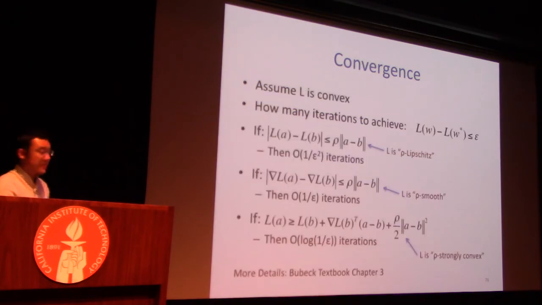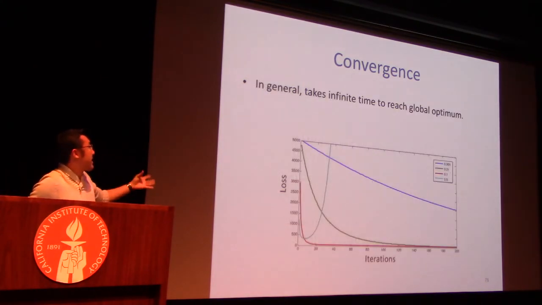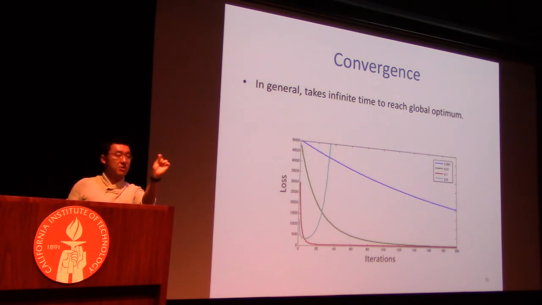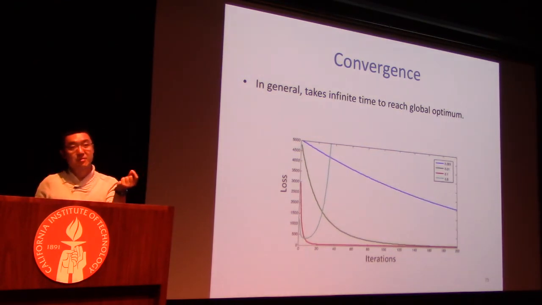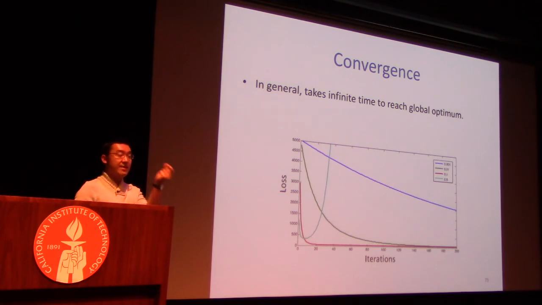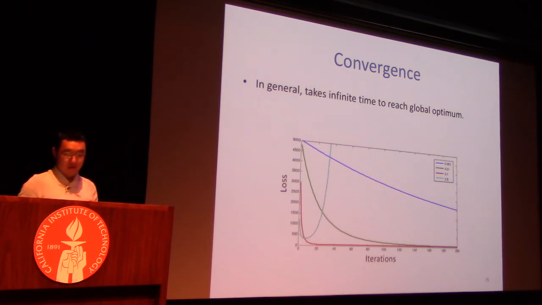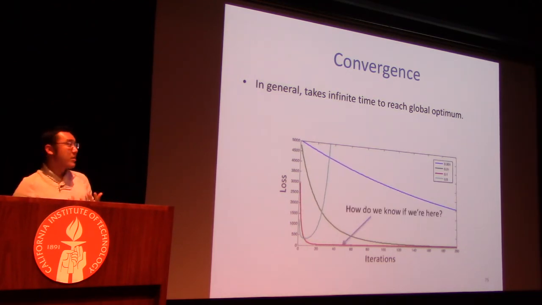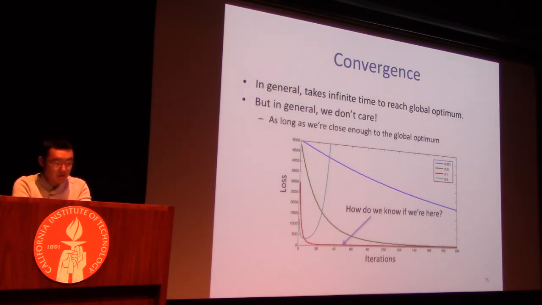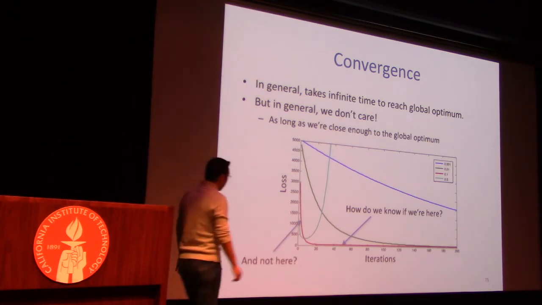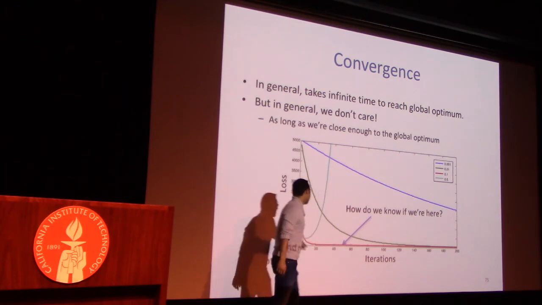So, in general, based on this analysis, it takes an infinite amount of time to exactly reach the global optimum. And that is actually true. In general, it takes an infinite amount of time if you want to exactly hit the global optimum. But we don't really care. What we really care about is having a model that has low loss. It doesn't need to be the perfect model as long as it's good enough. So the question is, we want to know that we have a model that's here, rather than here.